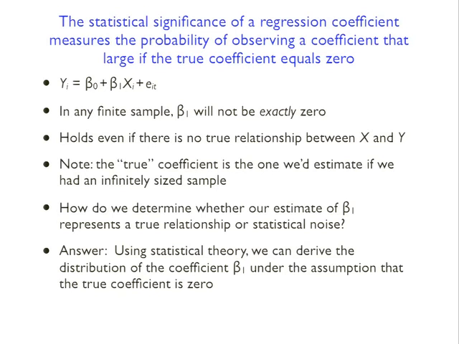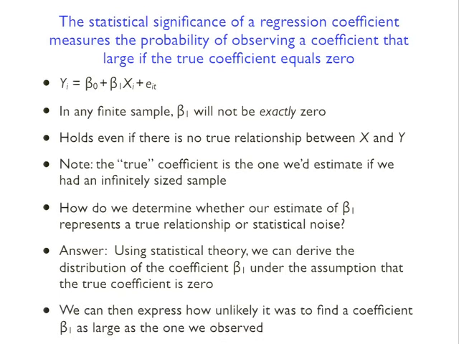So using statistical theory, we can basically express how unlikely it was that we'd find an estimate of beta 1 as large as the one we observed under the assumption that the true beta 1 is in fact equal to 0, which is the hypothesis that we're going to be interested in testing. So we're going to come in and say, let's assume there's no true relationship between these variables. And under that assumption, how likely is it that we would estimate a beta 1 that was as large as the one we actually observed?